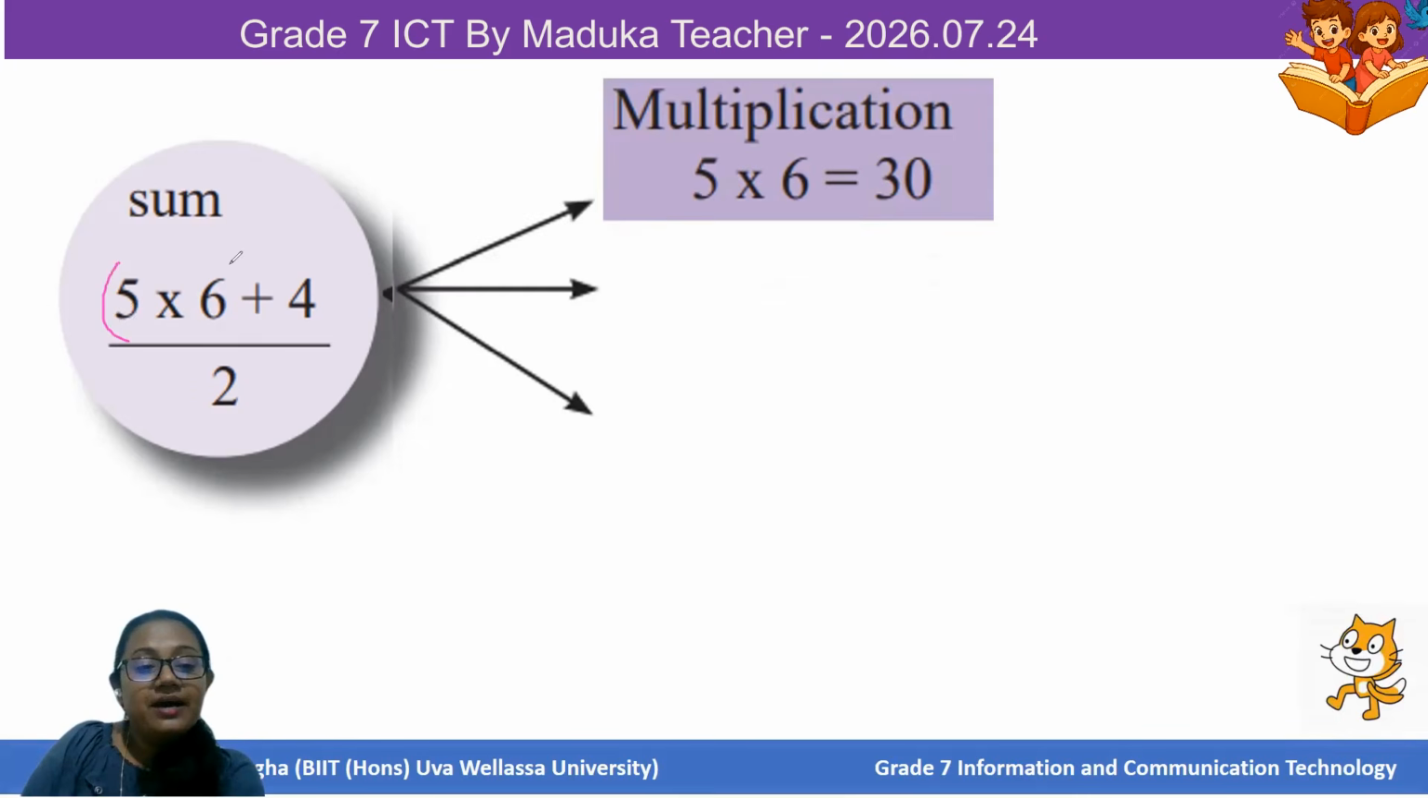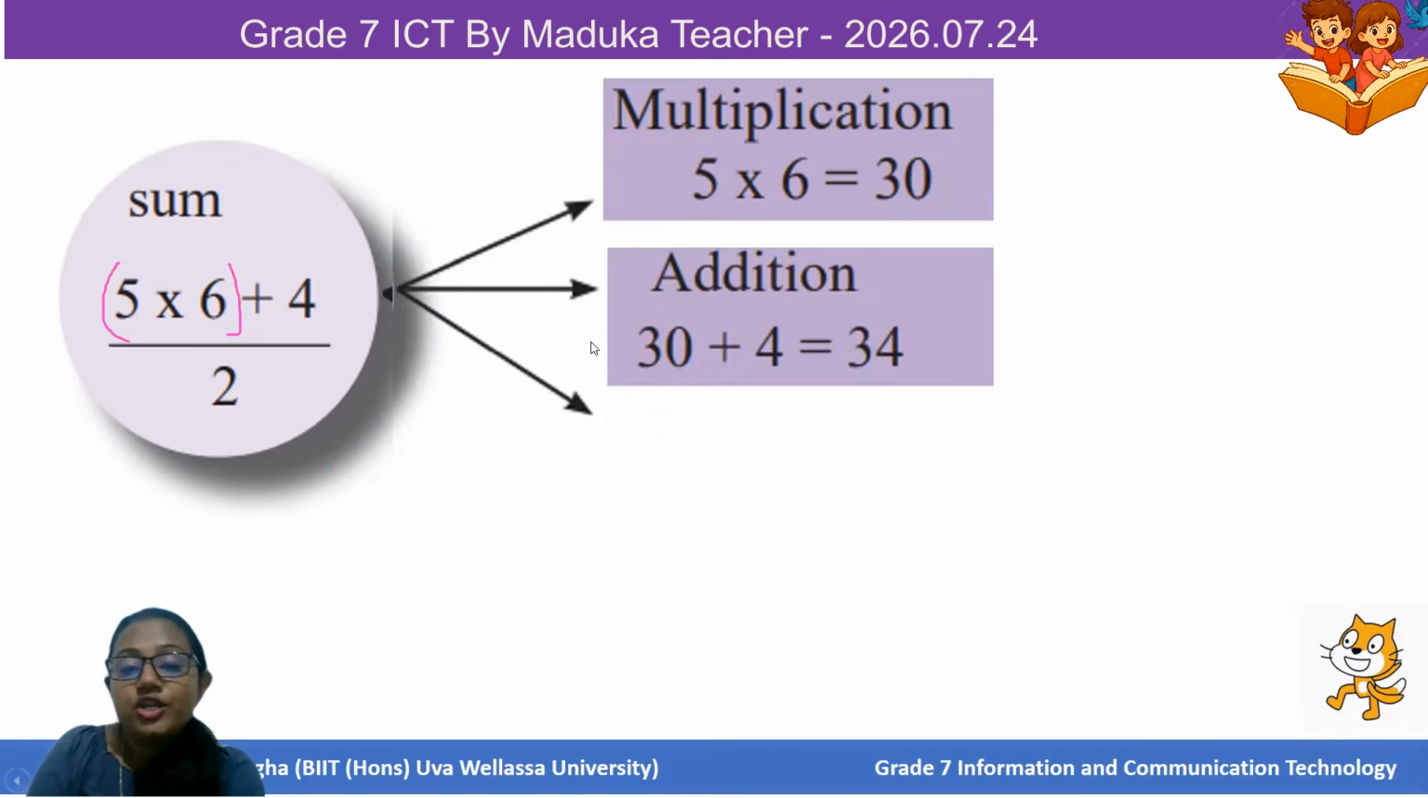5 multiplied by 6. It means 30. Right? 30. As the next sub problem, we are going to add. We are going to do the addition.